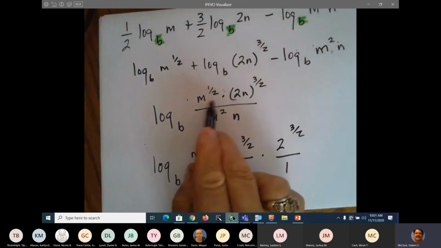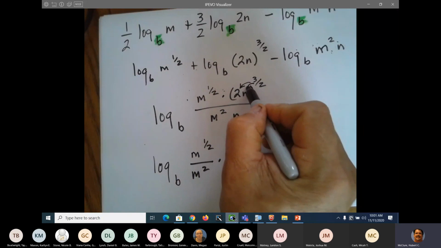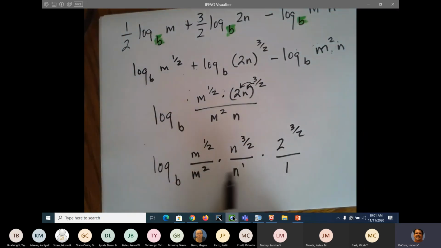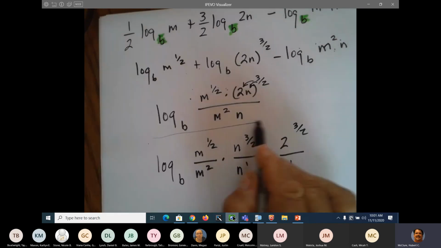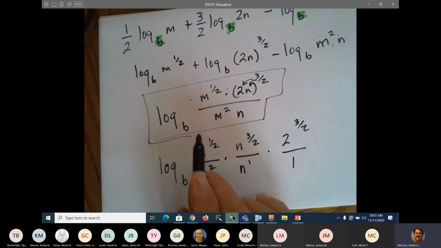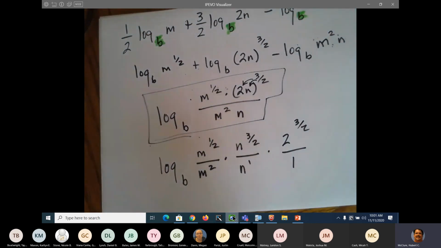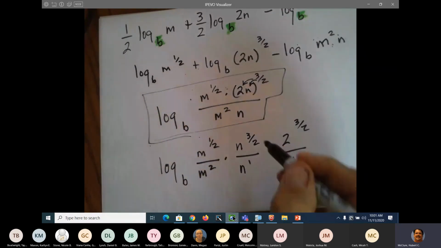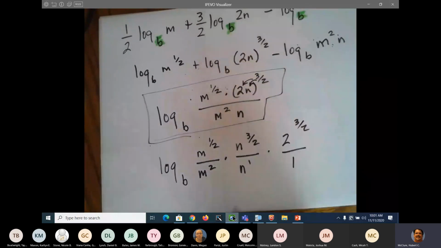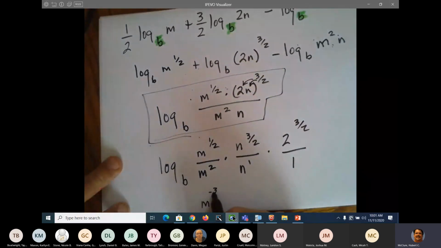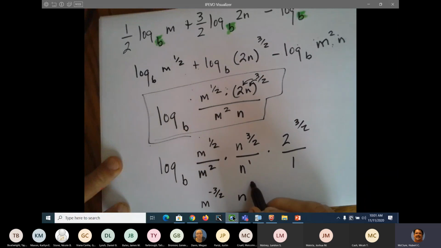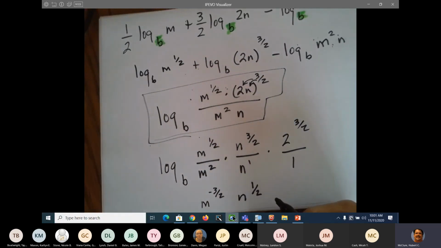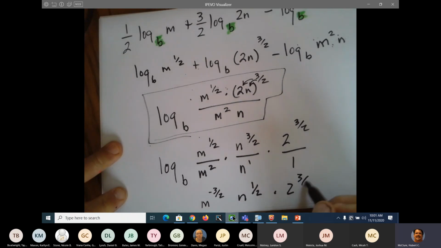And what I did is I broke this up. That 3 halves goes with that one and that one. And I wrote them over the common bases. Because if they want you to go further, they may want this as the answer, which I don't think they do. I think they want you to do this. So we're going to stop right there, and you can work on this. 1/2 minus 2 is negative 3 halves. 3 halves minus 2 halves is 1/2. So this is going to be m to the negative 3 halves, n to the 1/2, I think, and times 2 to the 3 halves.